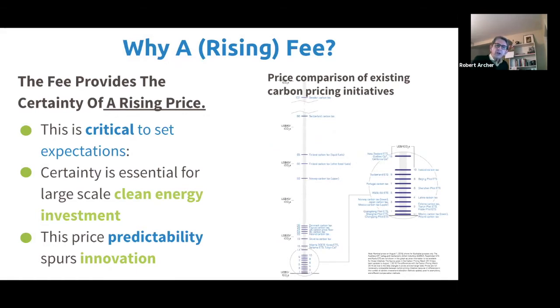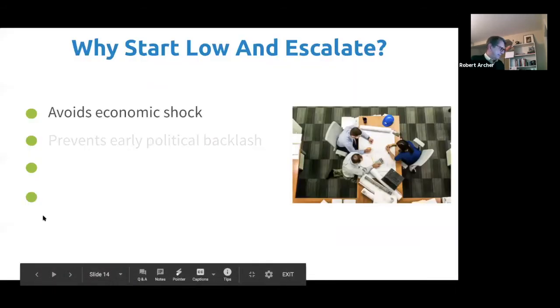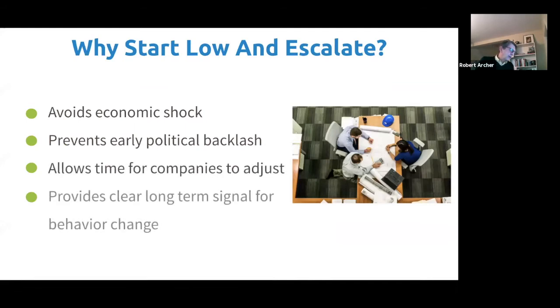Why aren't carbon prices higher around the world? Politicians are wary because their countries do not have household dividends, which protect households, or border carbon adjustment to keep their industry on a level playing field. Starting slow and escalating avoids economic shock and that early potential political backlash. It allows planning and economic adjustment by industry, utilities, and households, and provides a clear long-term signal to get the largest household behavior response.